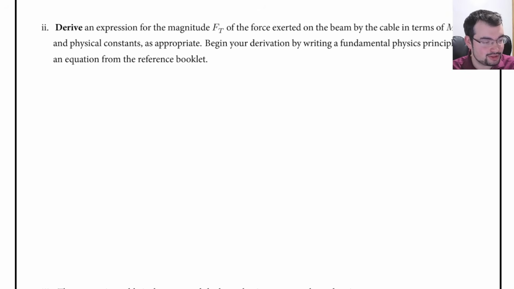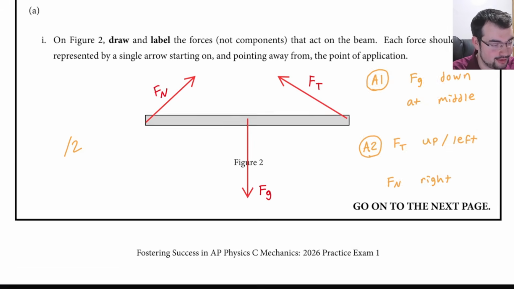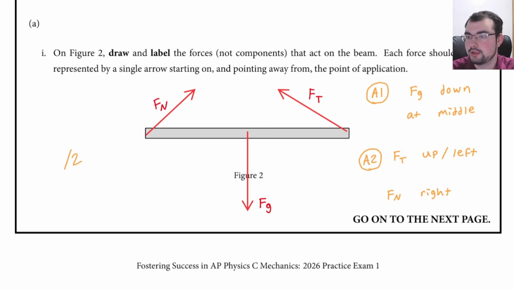So derive an expression for the tension force exerted on the beam by the cable. Well, if we look at our free body diagram, we see that there's a tension force, which we don't know, but we would like to know. We have a gravitational force, which is of course mg, and then we have this mysterious normal force with a wall.